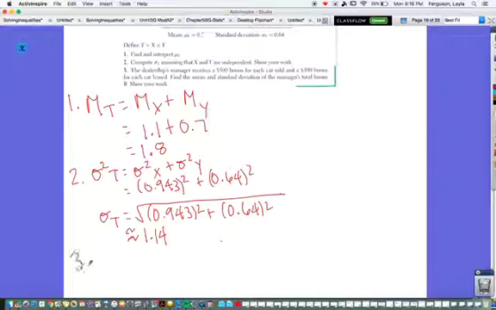Three says the dealership's manager receives a $500 bonus for each car sold and a $300 bonus for each car leased. Find the mean and the standard deviation of the manager's total bonus, B, and show your work.